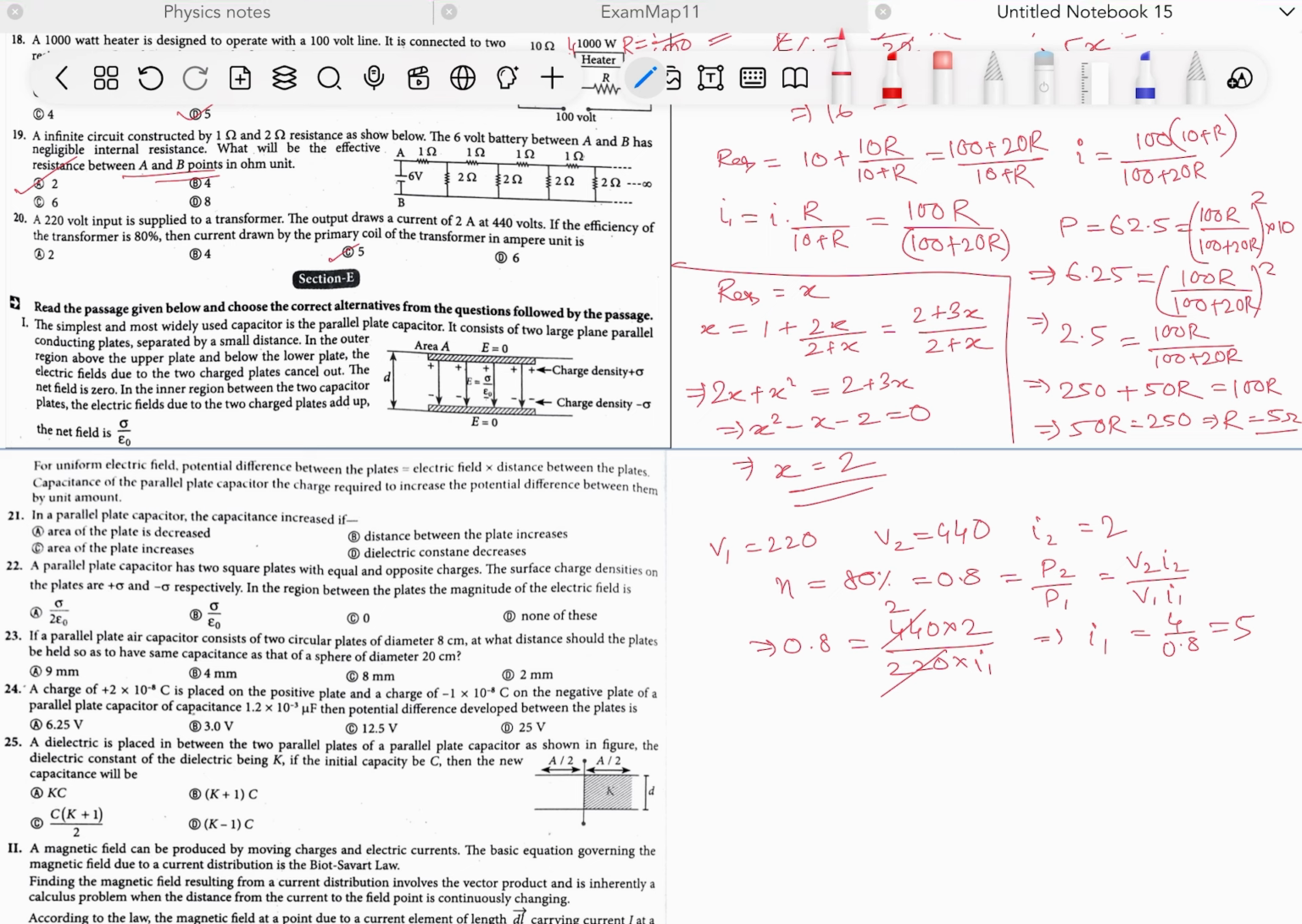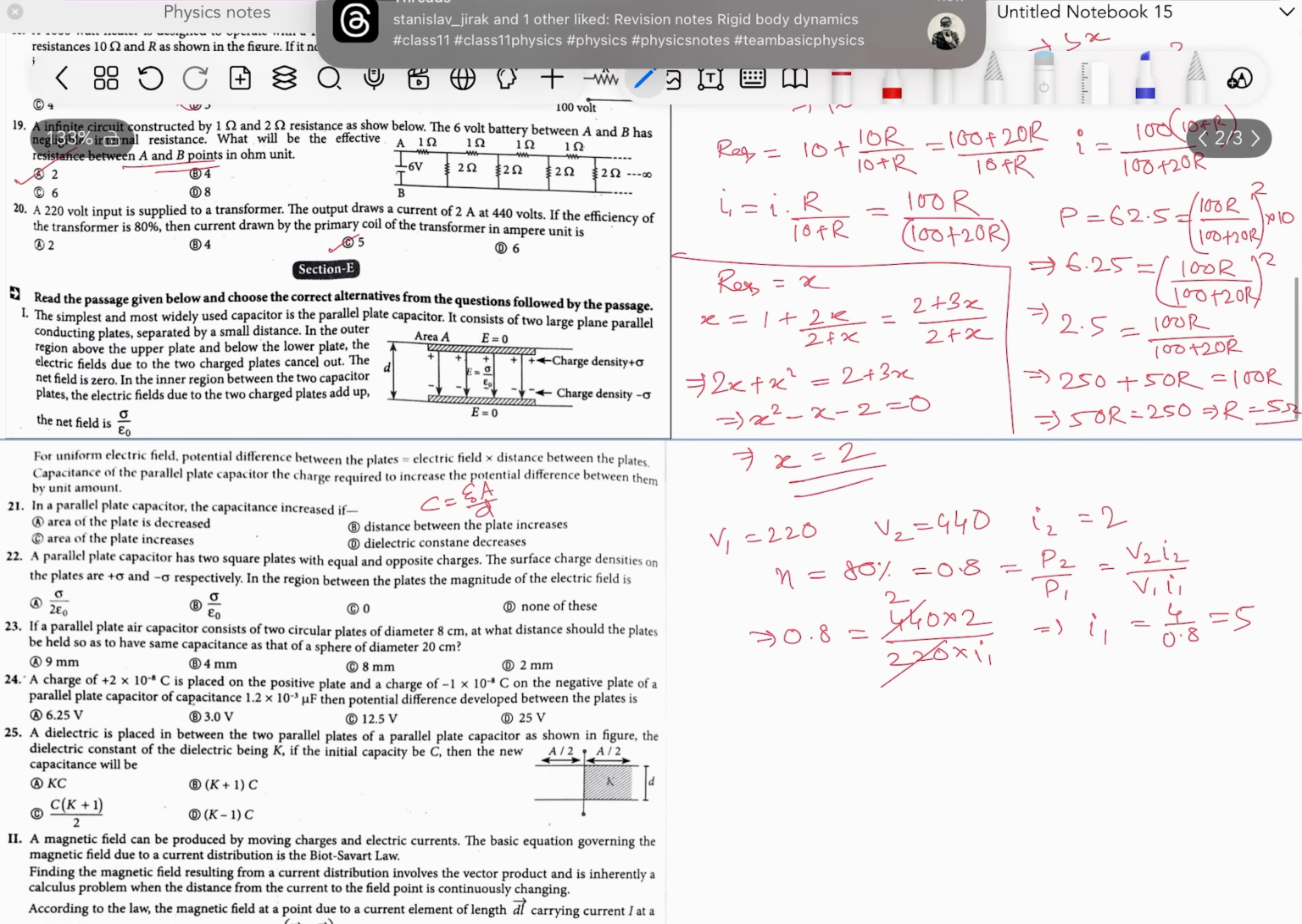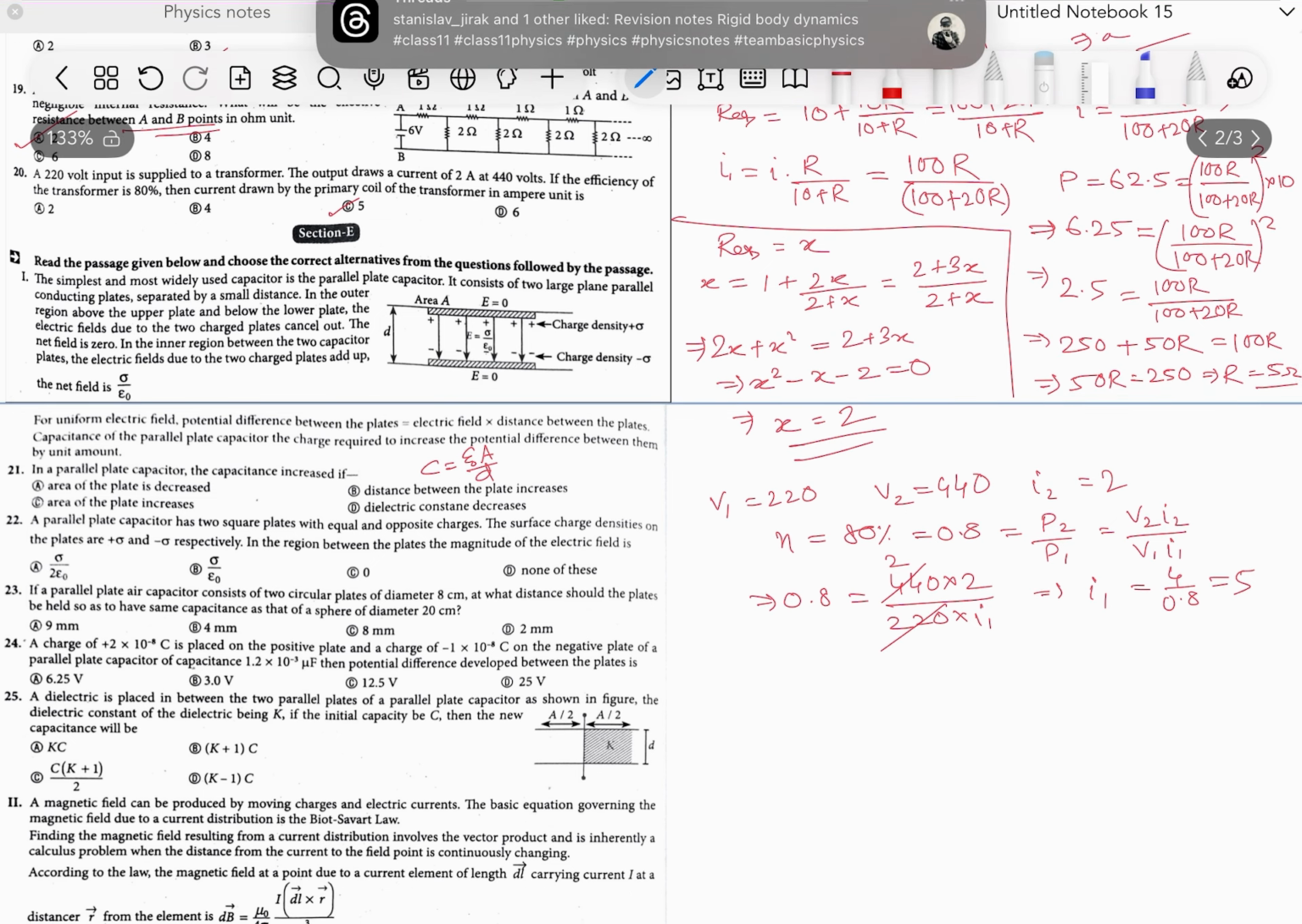Okay. Now question number 21 from this case-based study. So given a parallel plate capacitor, and we know the capacitance of this parallel plate capacitor is given by epsilon 0 A by D. Okay, now in the parallel plate capacitor the capacitance is increased if the area of the plate is increased, means A increases. So option C is the right answer.